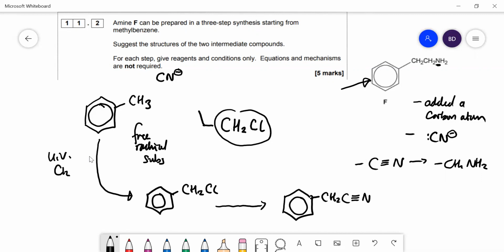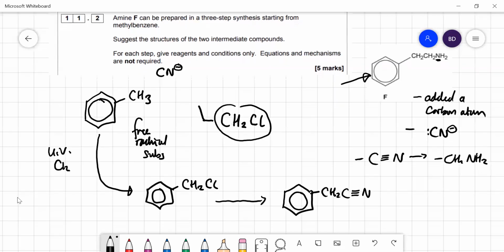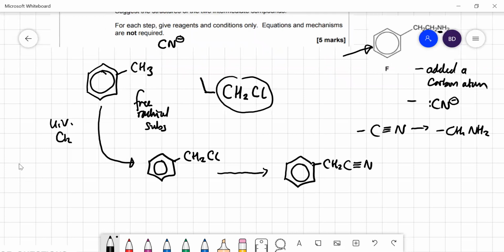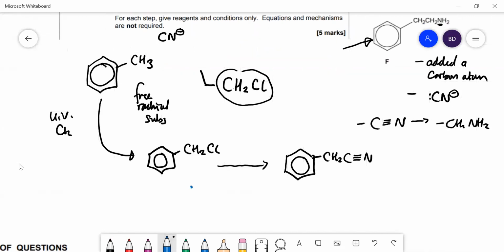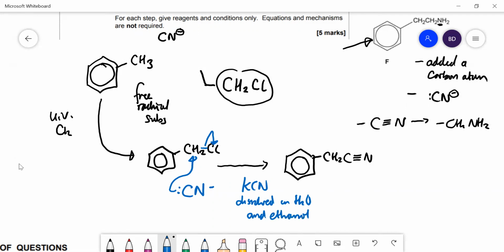Okay, now they are pretty picky about the conditions that you use for this. Basically what's going to happen, we're going to get a cyanide group coming in here, aren't we? And that's going to go there, and the chlorine's going to come off. But the conditions you need for that, you need KCN dissolved, and you've got to say this to get the mark, in water and ethanol. And they're always quite adamant of that. You've got to say in both of those.